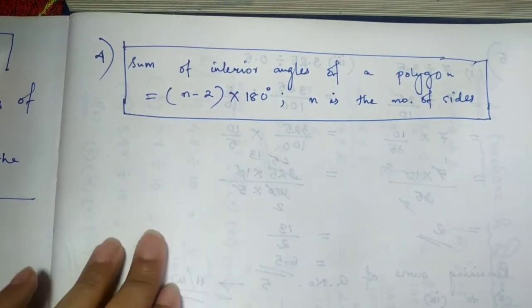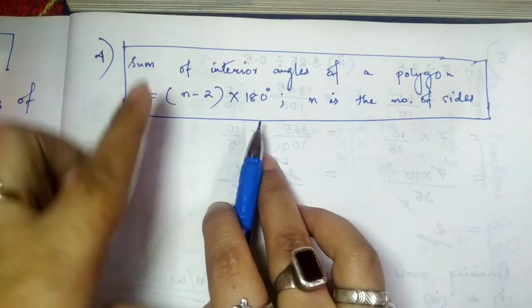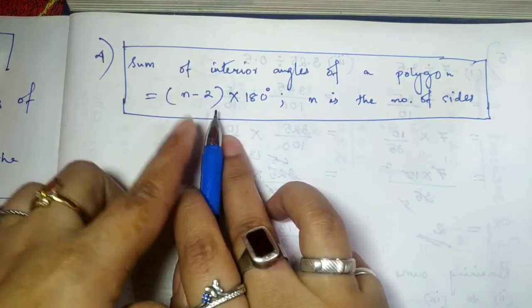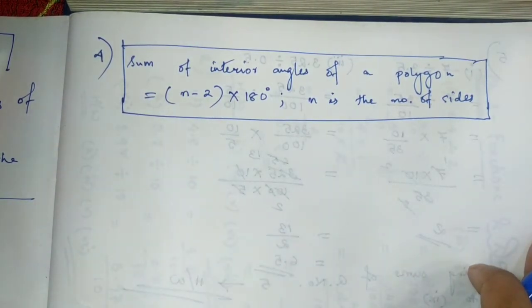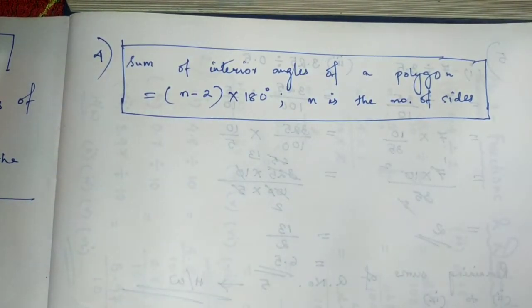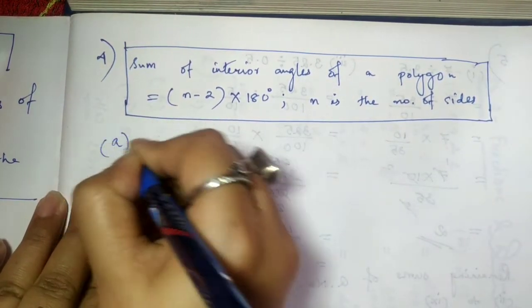Suppose a pentagon is given, then you will have to know this pentagon has 5 sides. 5 minus 2 is equal to 3, 3 into 180, and you will get the sum of the interior angles. Or if it is said angle sum property, it always means the interior angles, it doesn't mean the exterior angles. Okay, so let us try question number A, which is given as 7.